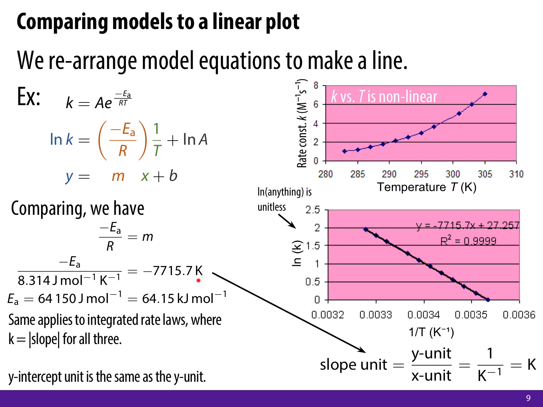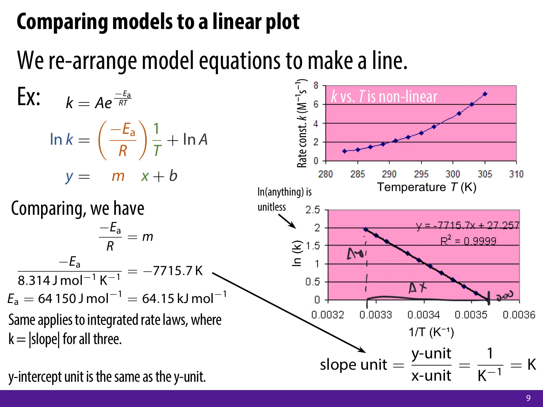So negative Ea over R is equal to negative 7715.7. Now again, one thing you need to know is how to get the unit on the slope. That just comes from the definition of the slope, something you did in middle school or high school: you could actually just calculate the slope. I go from a y of 2 to a y of 0, and my x changes from about 0.0033327 to 0.00353 or something like that. If I just take that delta y and divide it by the delta x, that gives me my slope.